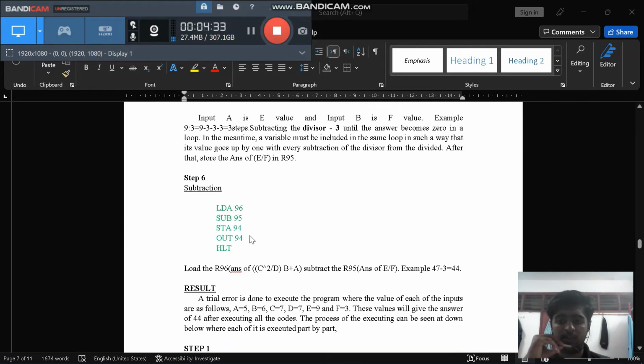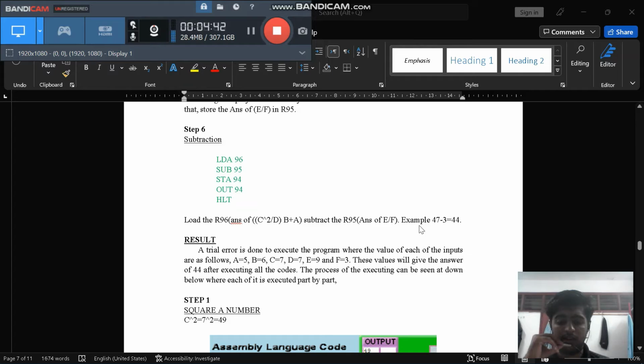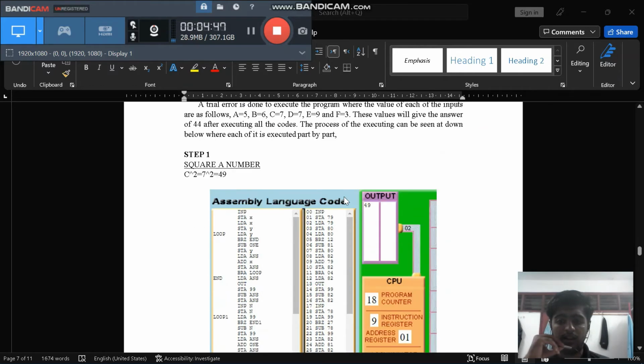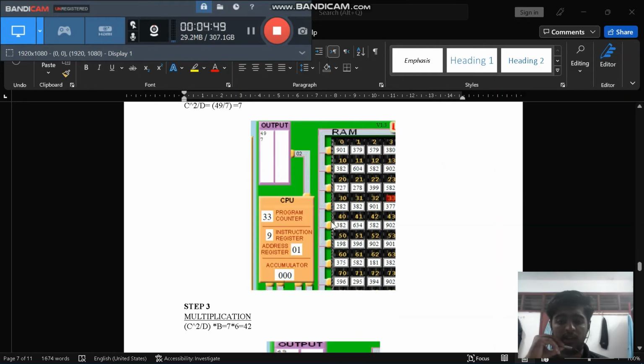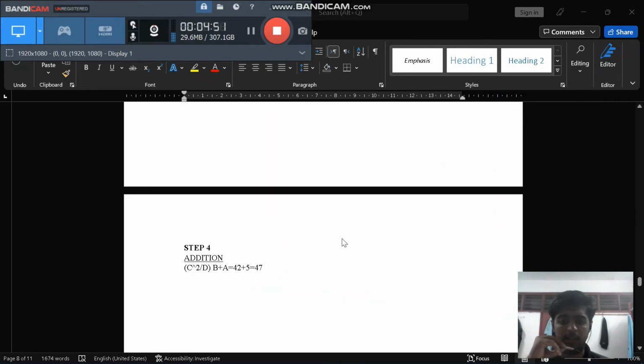So for the last part, which is the subtraction of the previous register with R95, so that we can get the answer for the last execution, which is 47 minus 3 is 44. Okay, and this is the process of the assembly code, which is done by my friend Jackie.